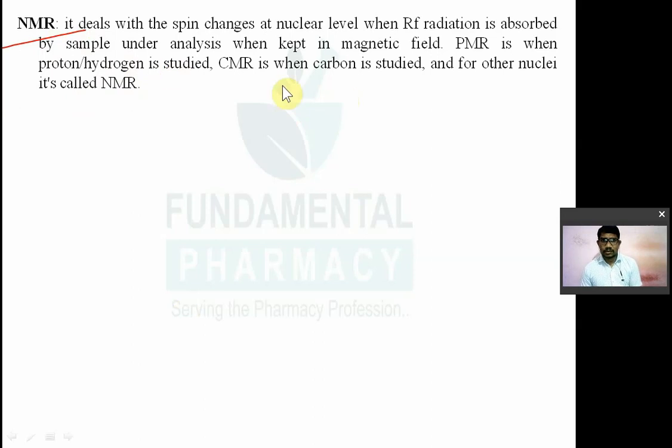Spin changes at the nuclear level, when radio frequency radiations are absorbed by a sample under analysis. So it deals with the spin change at a nuclear level. So in your organic compound, you have different atoms: carbon, hydrogen, oxygen, then sulfur, whatever it may be, depending on the structure.